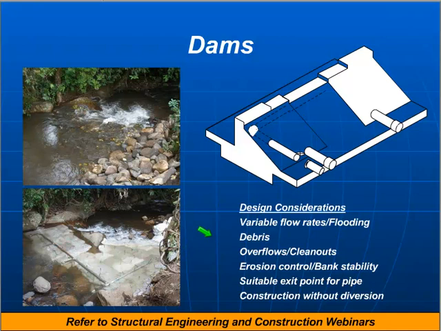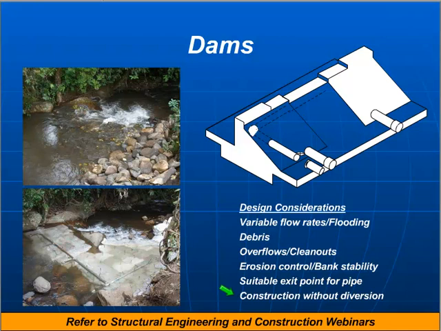But just some things to consider with your design is, again, being aware of the variable flow rate, making sure that your outflow is not too high so that in the base flow condition no water flows out of it, making sure your overflow is big enough to handle those large storm events. Understanding if debris could be an issue, and if you need a screen or something to protect from debris entering into your water system. We talked about overflow cleanouts. Erosion control and bank stability, that's really important.